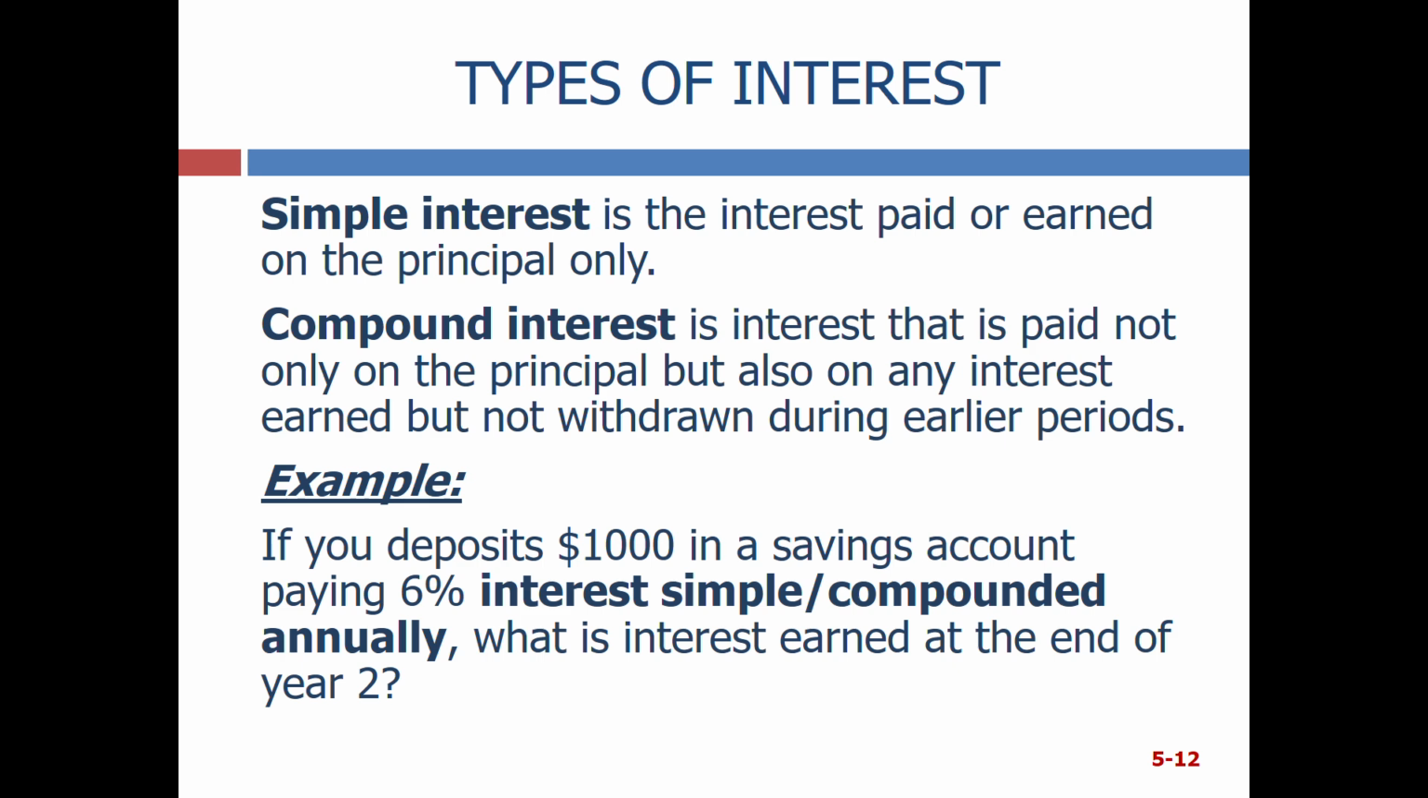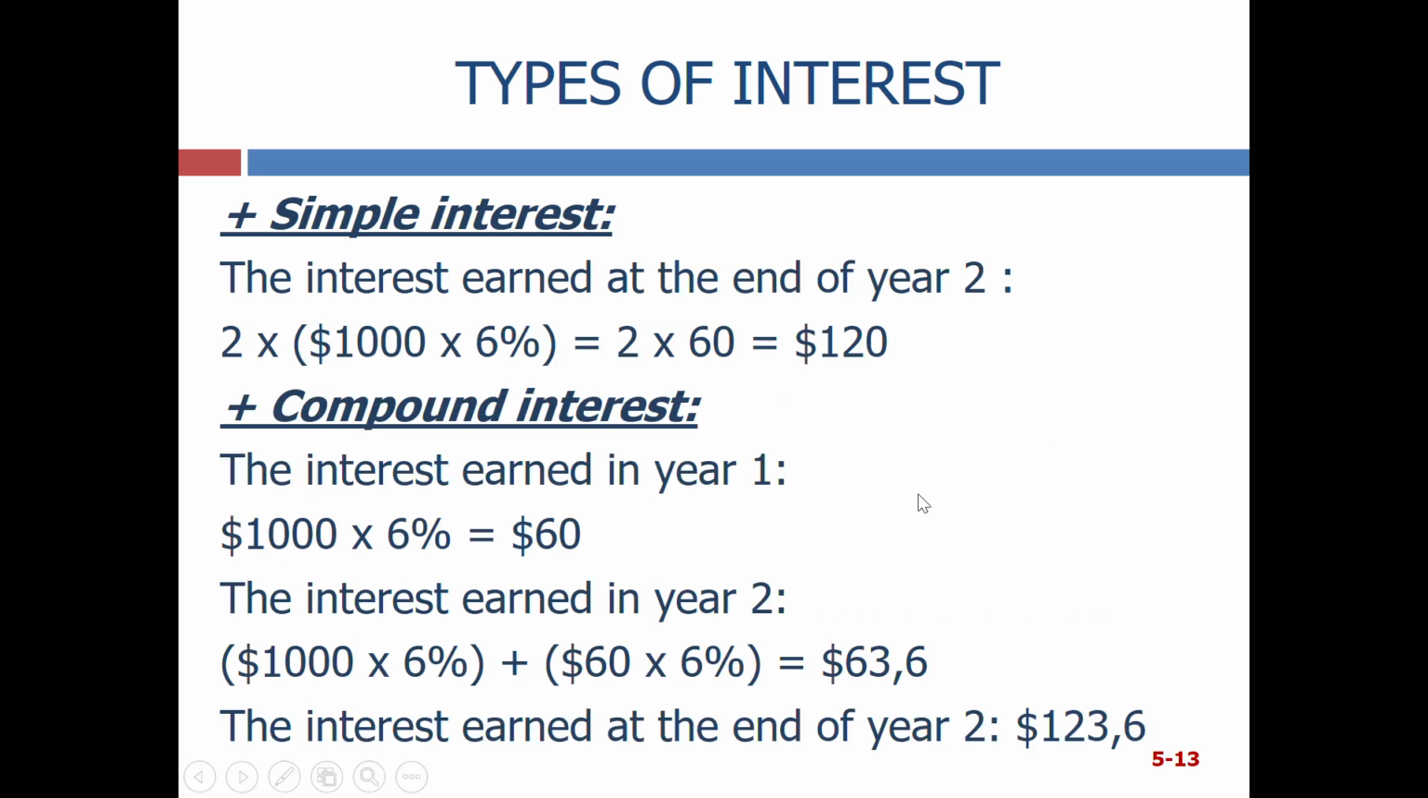Now let's do a little example to make sure you understand these two types of interest. If you deposit $1,000 in a savings account paying 6% interest compounded annually, what is the interest earned at the end of year 2? Here is the solution. First, with the simple interest, the interest is calculated simply by taking the principal multiplied by the interest rate and then multiplied by the term of the deposit, $120.